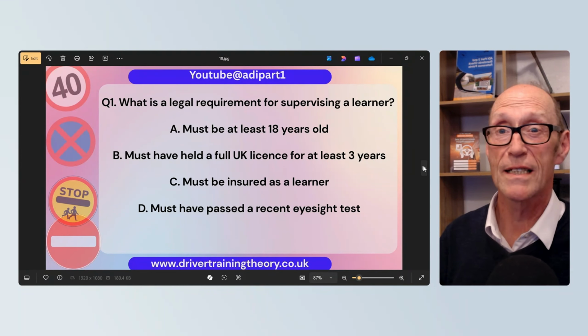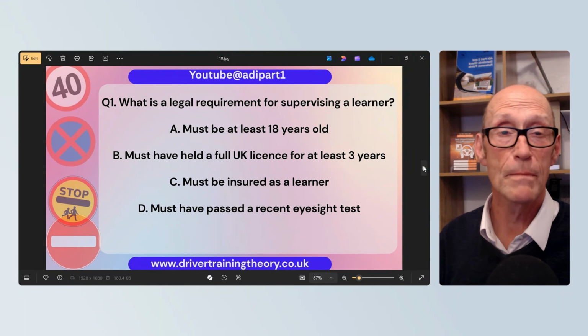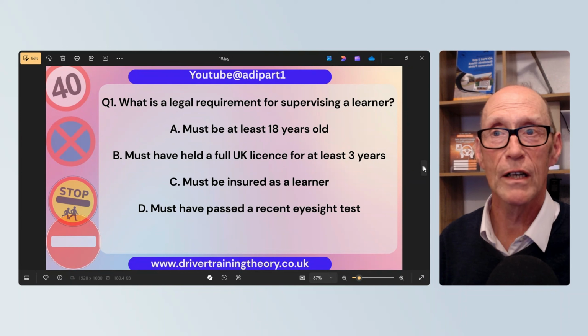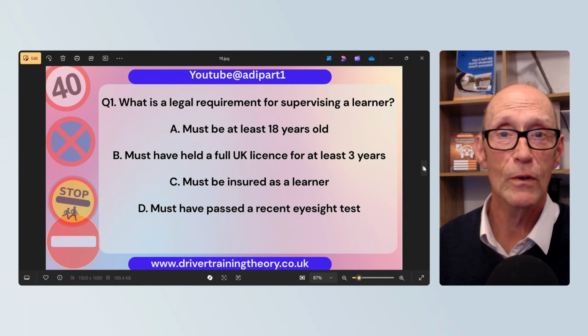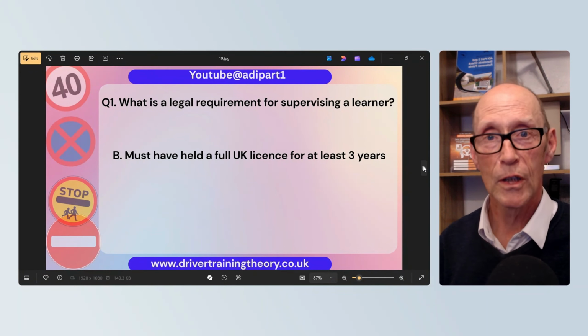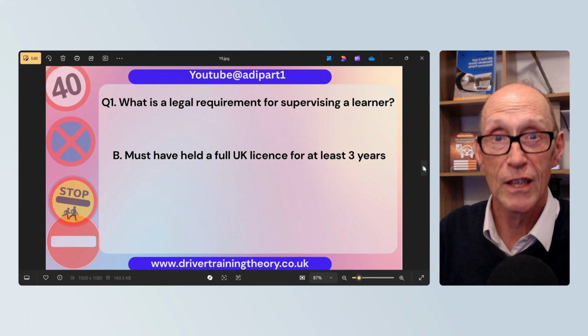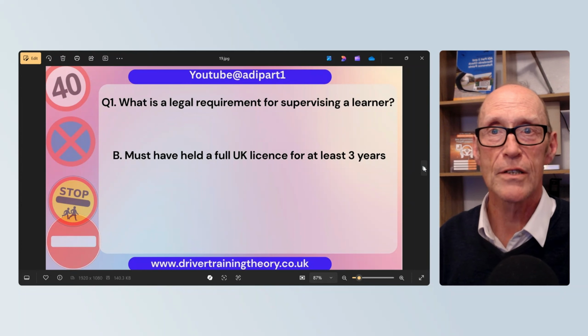Well, the answer to this is, to be a supervising driver, one of the legal requirements is you have to have held a full UK licence for at least 3 years.